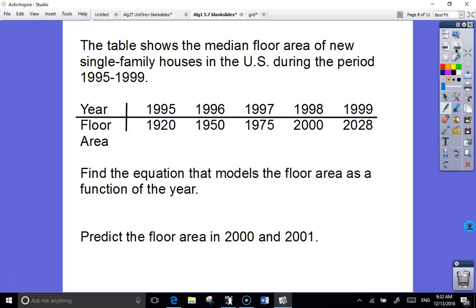You could use 95, 96, 97, 99. Just make sure when you plug in, actually that won't work. Then you'll have to use 100 and 101. What about the first one? Just use 1995. Right, so here's your L1. Here's your L2.